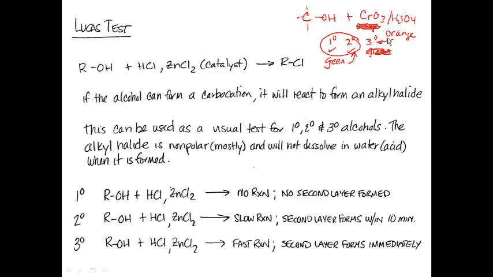Well, how do you differentiate then between a primary and a secondary alcohol? You can't do it by the chromic acid test, but the Lucas test actually turned out to be a very good one for this. In the Lucas test, you take your alcohol and you add HCl with zinc chloride. Now, zinc chloride is usually added as a catalyst. And if this reaction can occur, you form the alkyl halide.